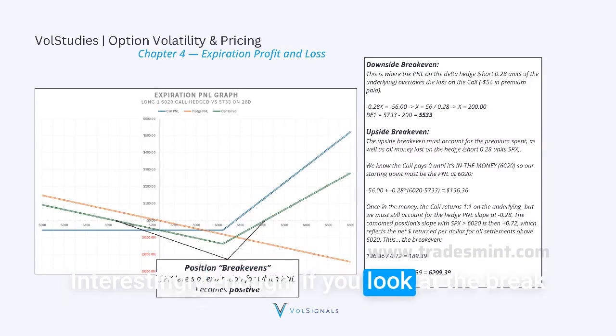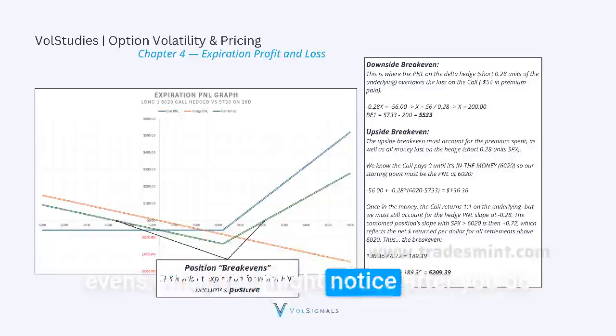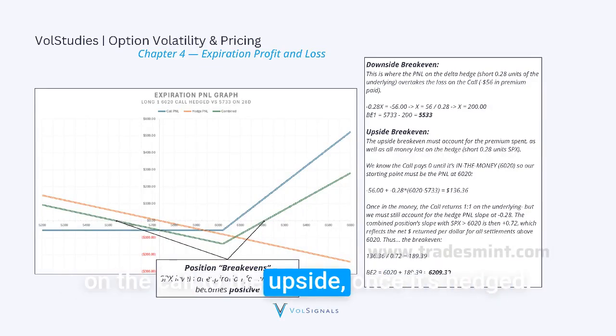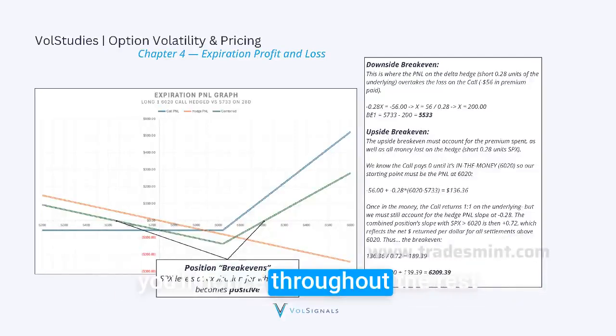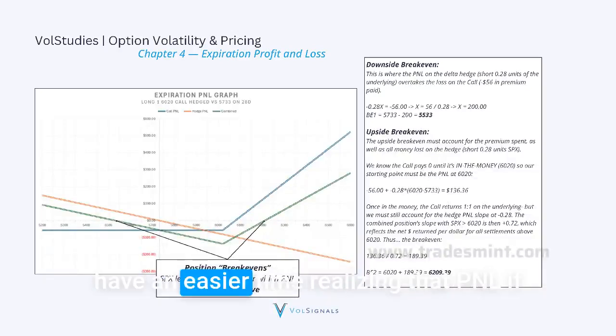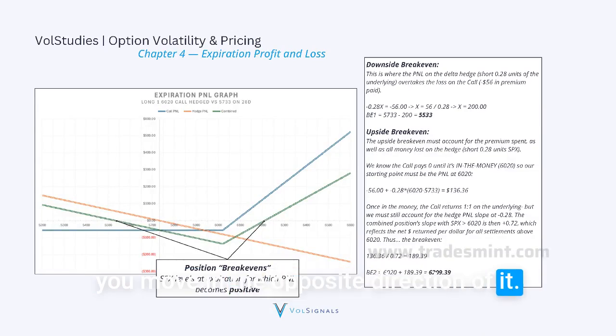Interestingly enough, if you look at the break-evens, what you might notice after you do this is that it's easier to make money on this call to the downside than it is to make money on the call to the upside once it's hedged. And this is a common theme that you'll notice throughout the rest of the payoff profiles that we do. When you buy an out-of-the-money option and you hedge it, as a market maker, you have an easier time realizing that P&L if you move in the opposite direction of it.